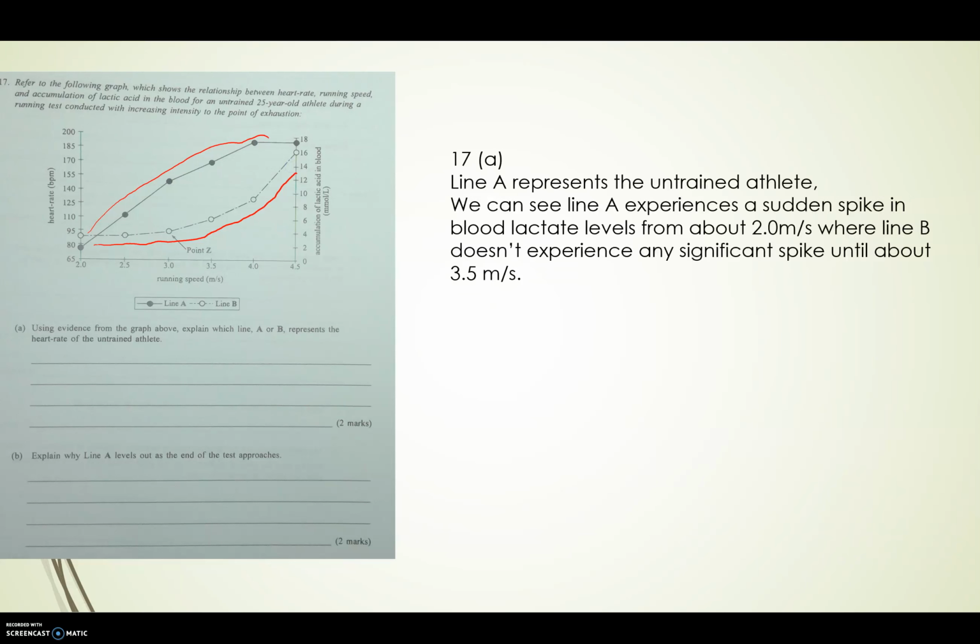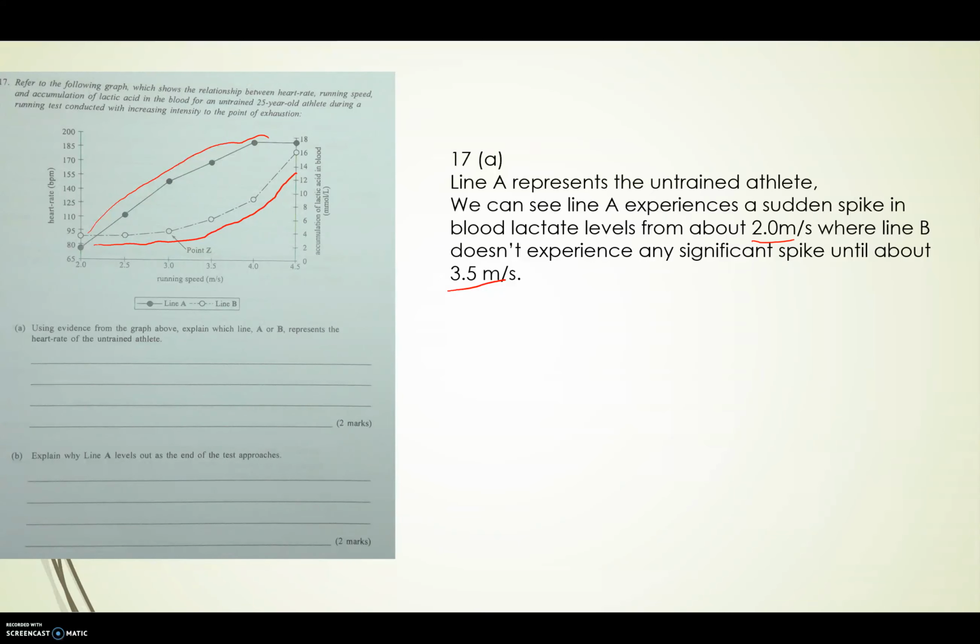Using evidence from the graph, explain which line, A or B, represents the heart rate of an untrained athlete. So I'd say line A, 1 mark for getting that right. To represent an untrained athlete, we can see that line A experiences a sudden spike in blood lactate levels from about 2 meters per second, where line B doesn't experience any significant spike until 3.5 meters per second. Again, pulling data off the table.